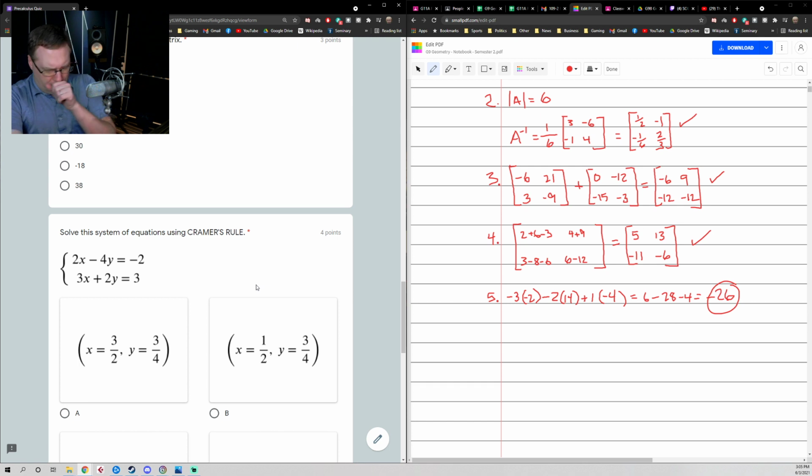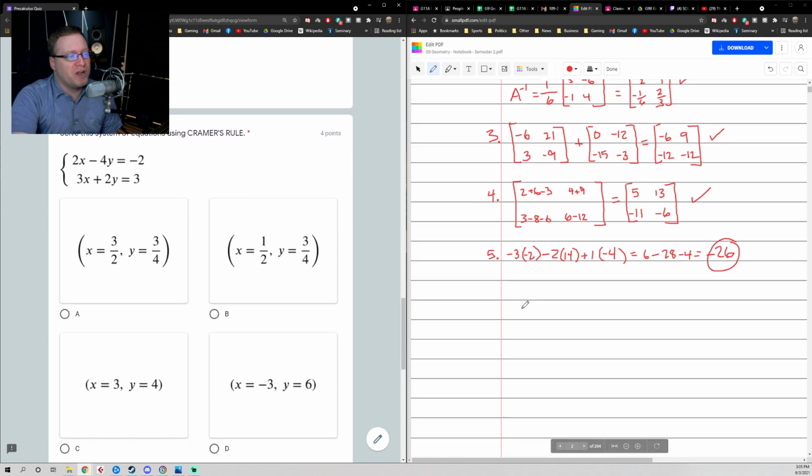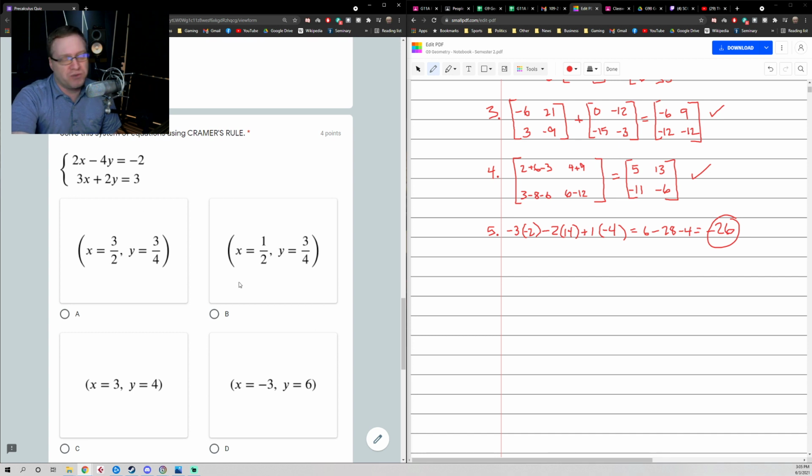All right, next. Next one, we need to use Cramer's rule, and this is for a 2x2 system of equations. All right, so this is number 6. Now, how do we use Cramer's rule? You should remember that when we do Cramer's rule for a 2x2, we're going to have x equal, and on the top, well, let's first talk about the bottom. The bottom is the coefficient matrix, which is 2, -4, 3, 2.